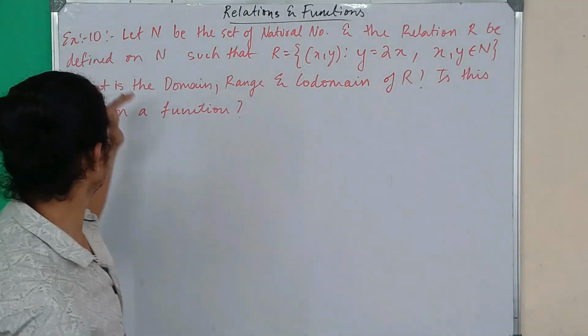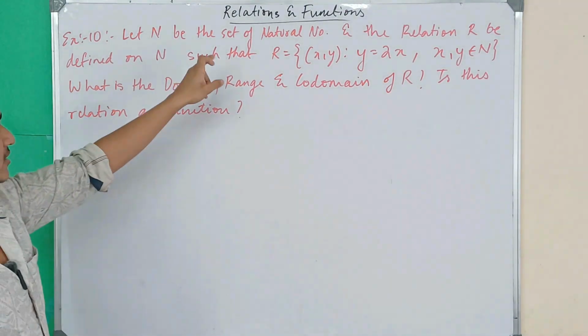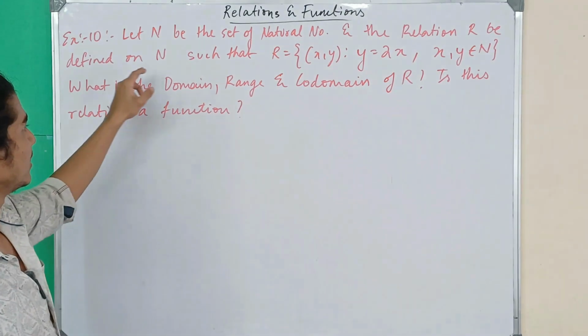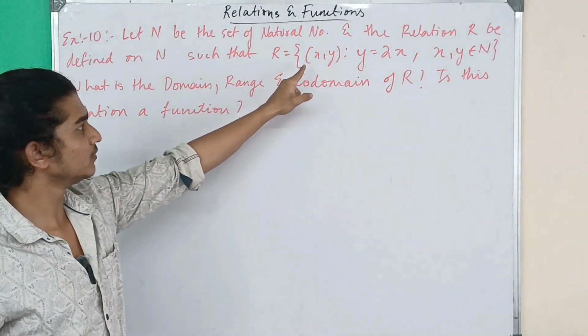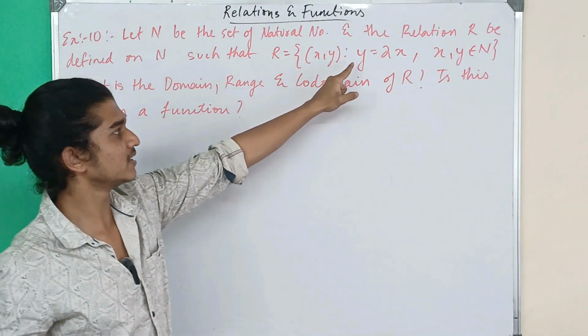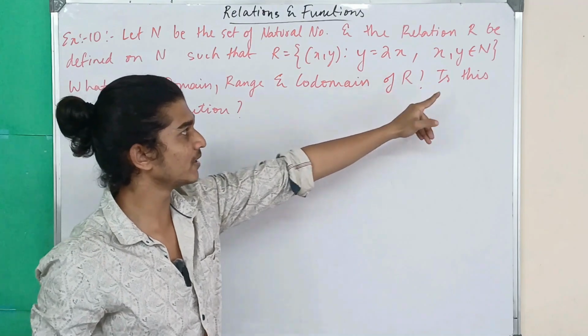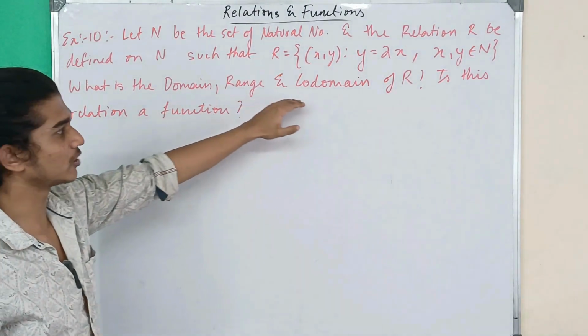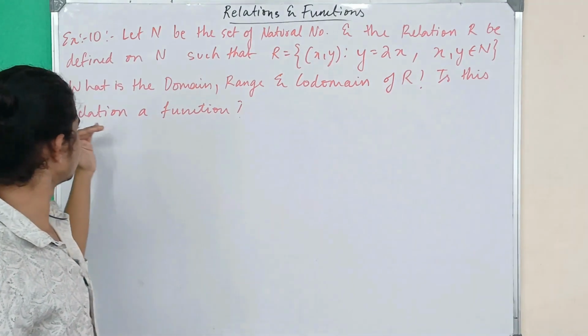So here I have: let N be the set of all natural numbers and let the relation R be defined on N such that R equals the set of all (x, y) such that y equals 2x, where x, y belong to natural numbers. We are supposed to find the domain, range, and codomain of R. Is this relation a function?